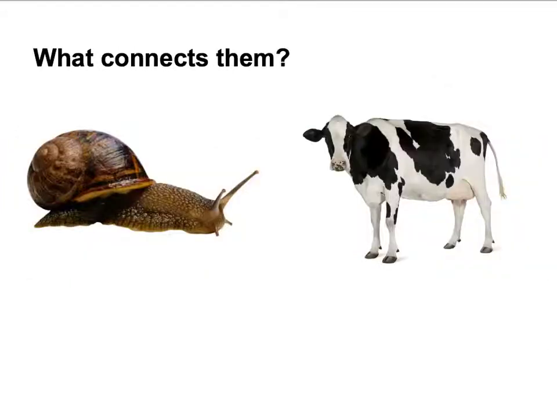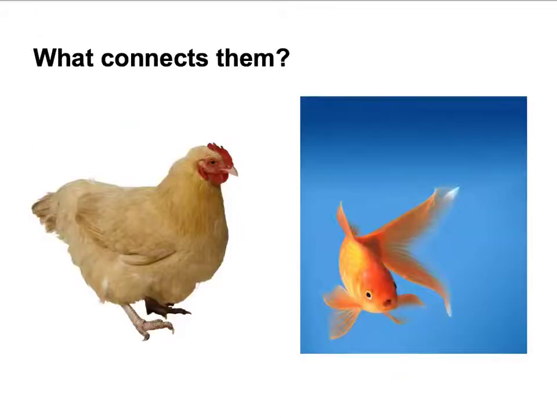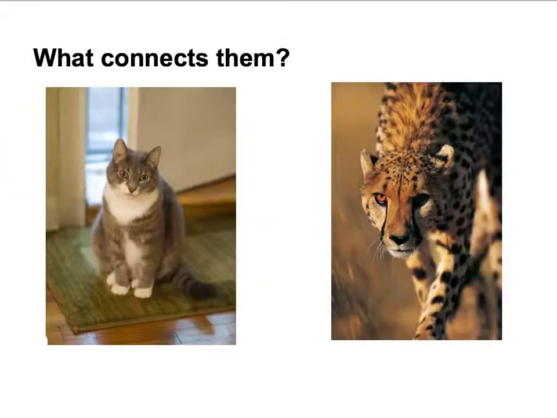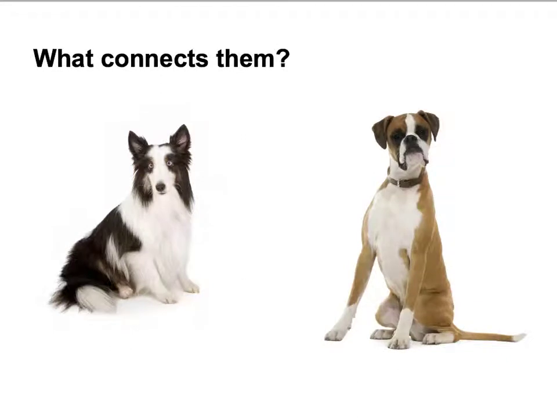How are the slug and the cow connected? What would put them into the same category? They are both animals. They are connected because they are both vertebrates, meaning they both have a backbone. They are connected because they are both mammals. They are connected because they are both part of the cat family. They are connected because they are both domesticated dogs.